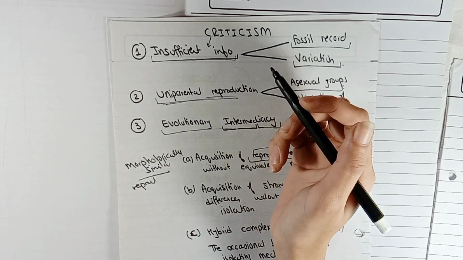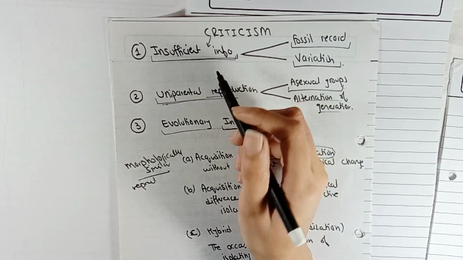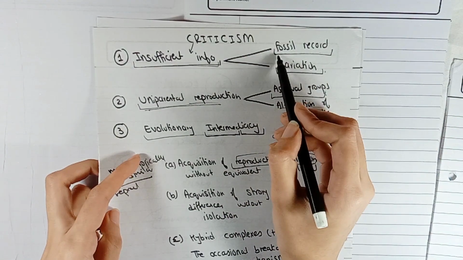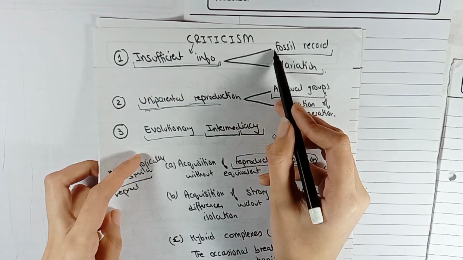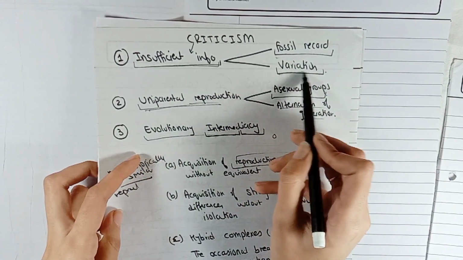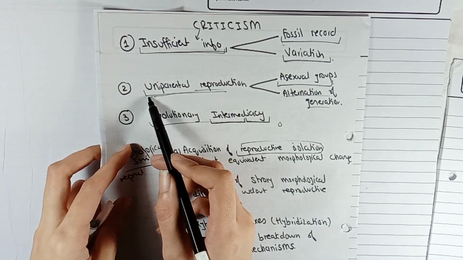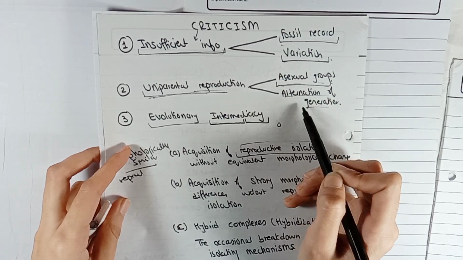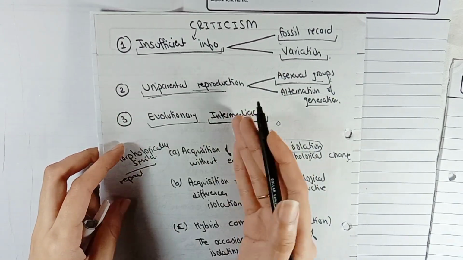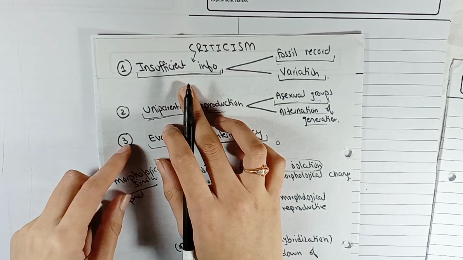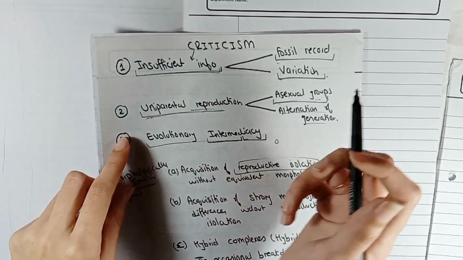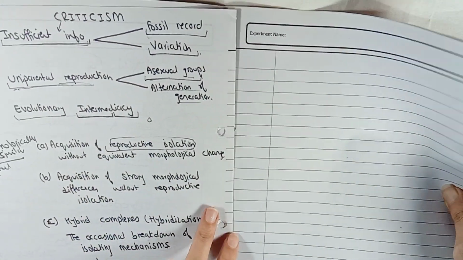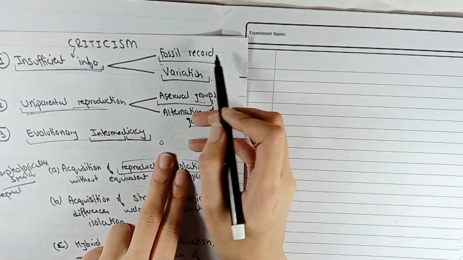First of all, we will look at the heading of insufficient information, and under it we have two concepts: the fossil record, where we lack information about the fossils, and then the variation concept. Then we have the second heading of uniparental reproduction. In these we will look into the asexual groups and the alternation of generation, and we will further discuss evolutionary intermediacy. So first, if I talk about insufficient information, there are many organisms or fossils about which we do not have much information.